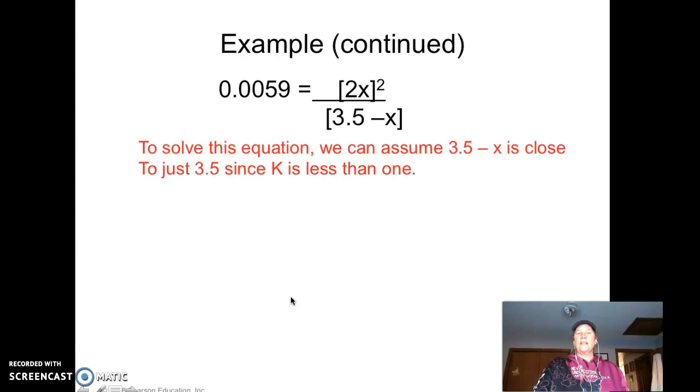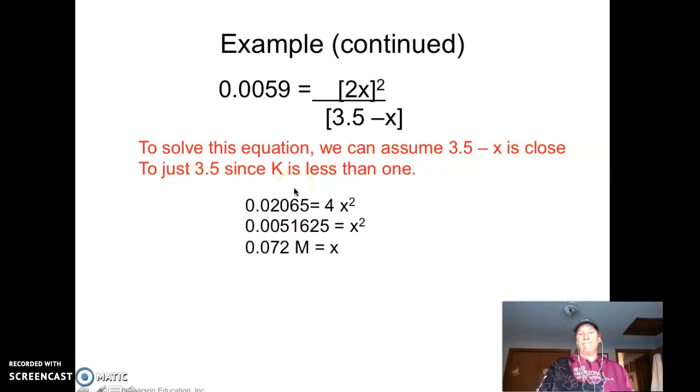If I actually set it up, here you see, to solve this equation, you assume that 3.5 minus x is close to 3.5, so you just ignore the x. I take this and divide it by 3.5 on this side, and I get this, and then it's x squared, and then I take the square root.